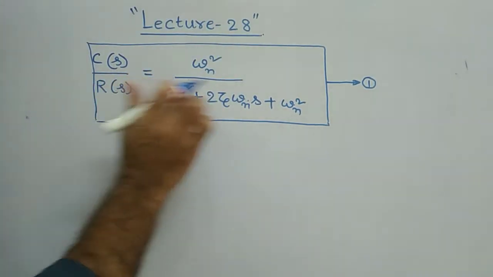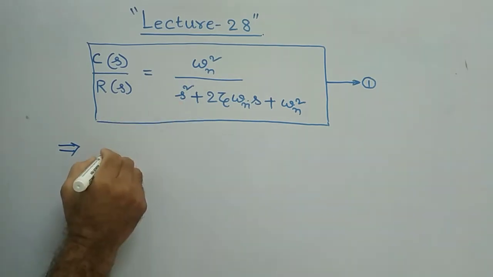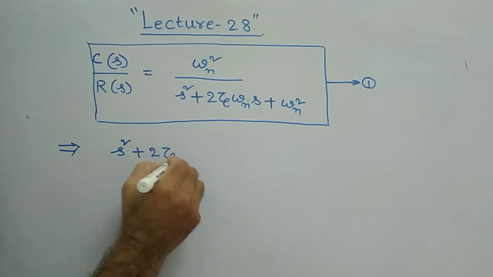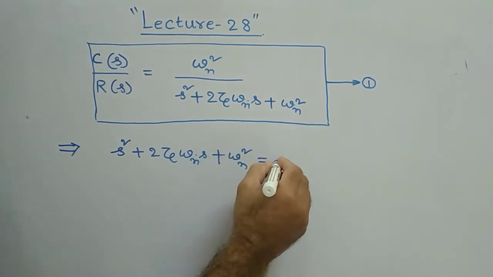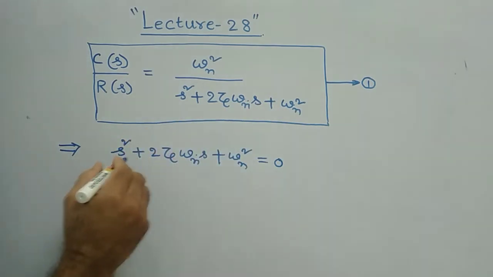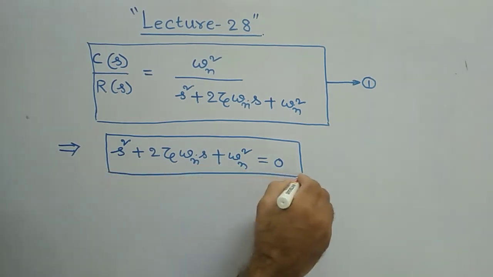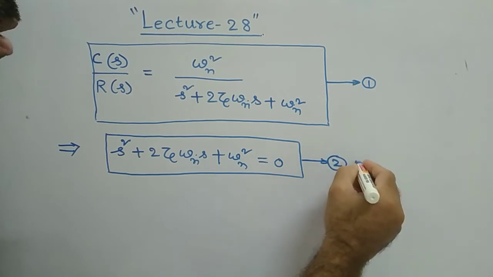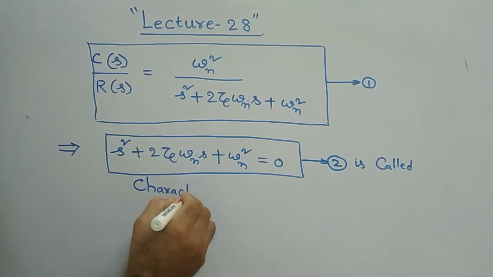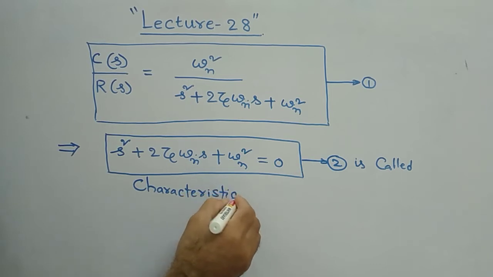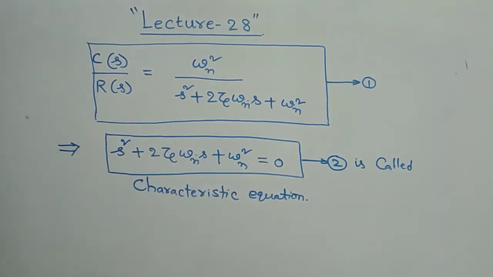So from this expression, if we equate the denominator part, S square plus 2 times zeta omega n into S plus omega n square, equal to 0, then this particular equation is called the characteristic equation.